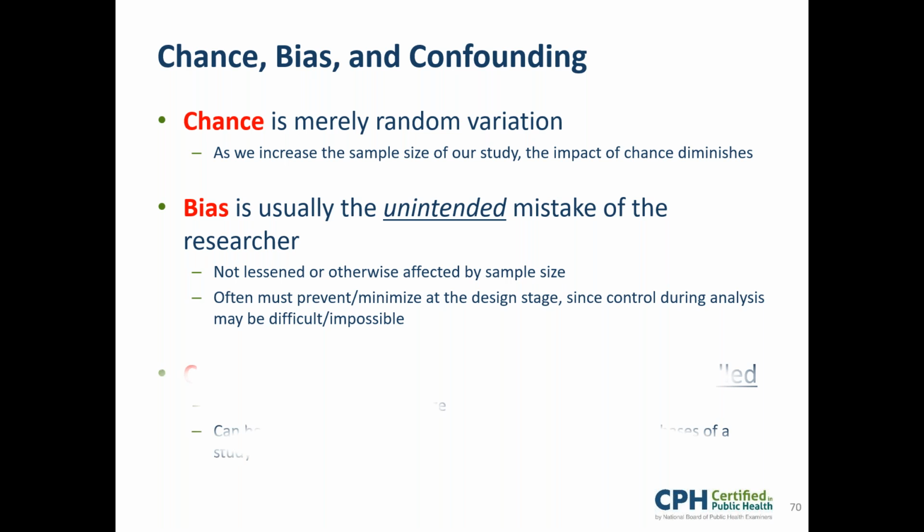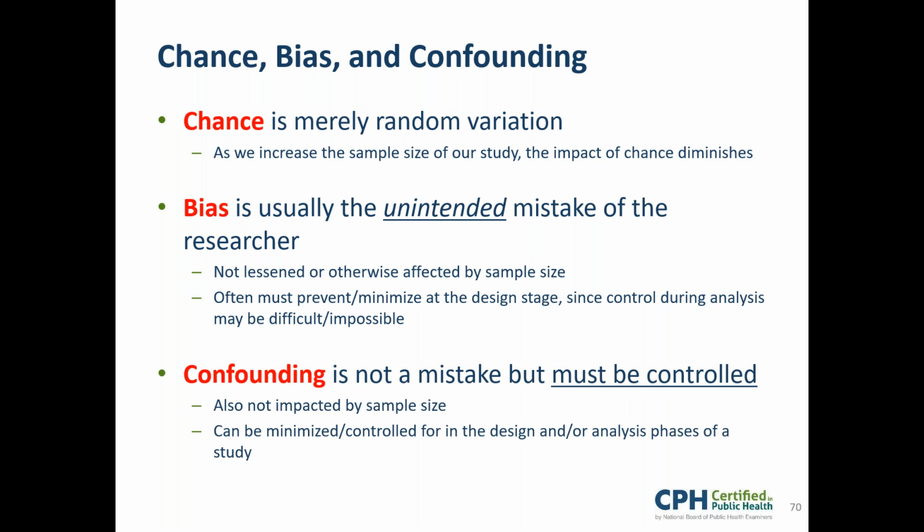Confounding is not a mistake, but it must be controlled. It's also not impacted by sample size, and it can be minimized or controlled for in the design and/or the analysis phase of the study.